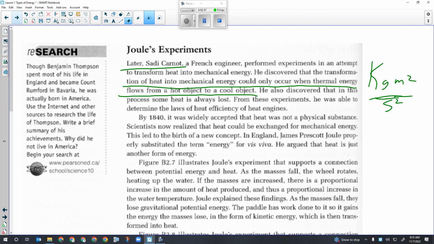All right, now, Sadi Carnot, who was a French engineer, found that you could transform heat into mechanical energy, but you could only do that when thermal energy flowed from hot to cold. So you had to have one thing that was really, really hot, and another thing that was really, really cold. And when the energy would transfer, if you put something in between, you could capture that flow of thermal energy and turn it into mechanical energy. It's actually how a jet engine works.